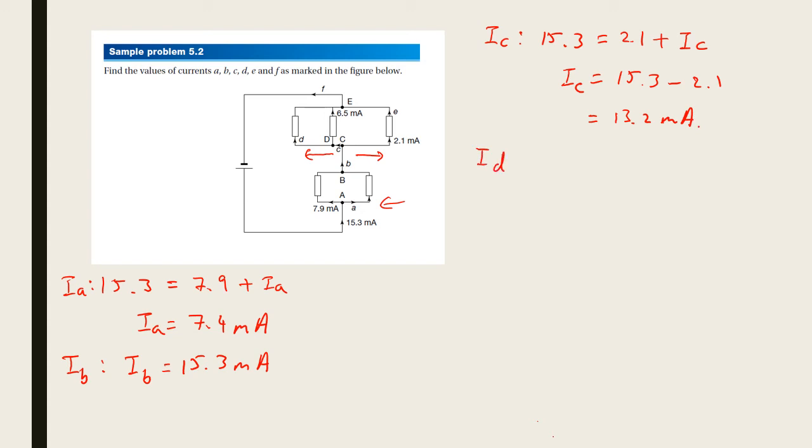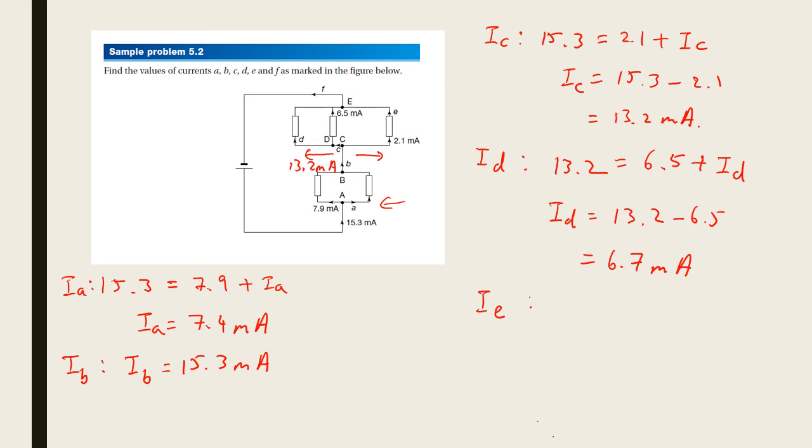Current D. Current D is on the left. We have 13.2 going in on the left side here. And then if you have a look on the top here, there's 6.5 milliamps going into that section. So that means this must be 6.5 milliamps plus current D. So current D must be 13.2 minus 6.5 milliamps. That then gives us 6.7 milliamps.